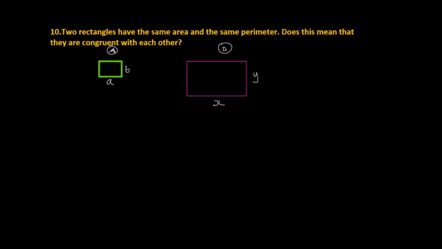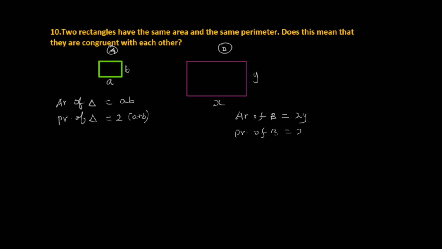Now, area of rectangle A is AB. Then perimeter of rectangle A is 2 into A plus B. Here area of rectangle B is xy and perimeter of rectangle B is 2 into x plus y. In the question it is given both the rectangles' areas are equal, which means AB is equal to xy, and perimeter also equal, which means 2 into A plus B is equal to 2 into x plus y. Cancelling 2, we will be having A plus B is equal to x plus y.